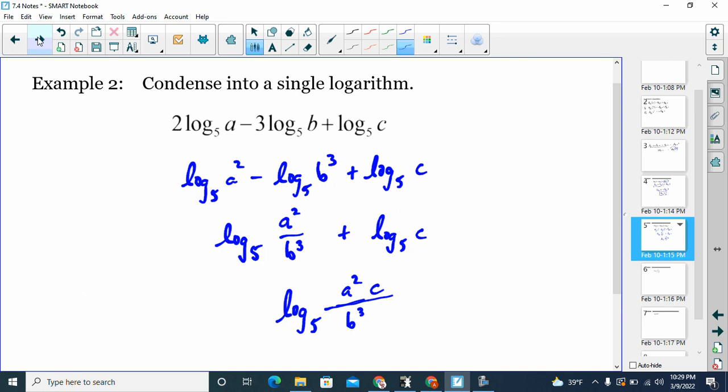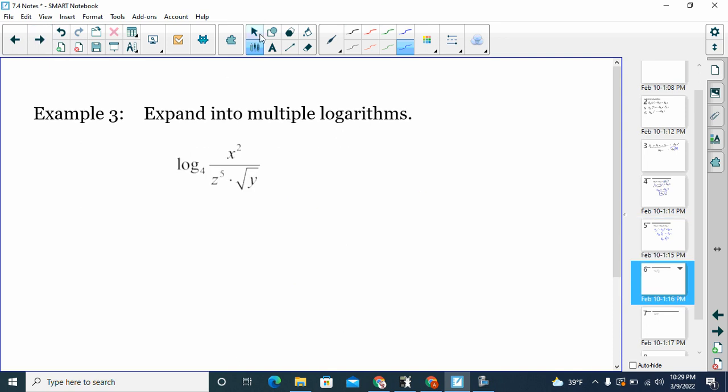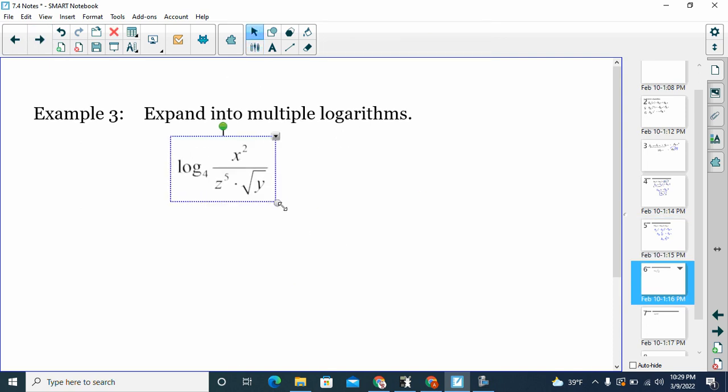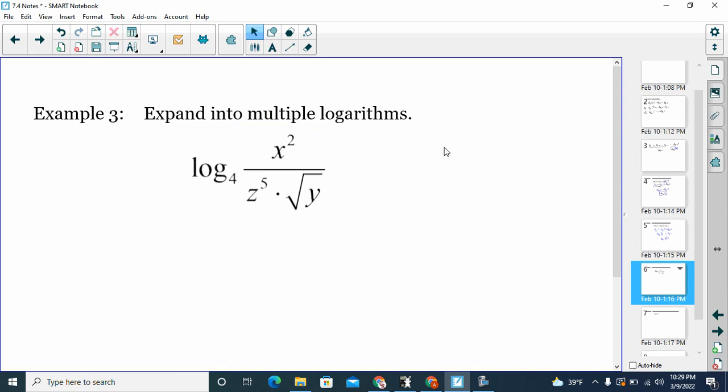The other thing we need to do is take one logarithm and expand it so we have multiple logarithms. In example 3, we are asked to expand into multiple logarithms. Log base 4 of x squared over z to the 5th times the square root of y. So we're kind of doing the same thing we did on the previous two problems, but we're really going backwards. We're starting with one logarithm. Now we want to completely expand it into multiple logarithms.